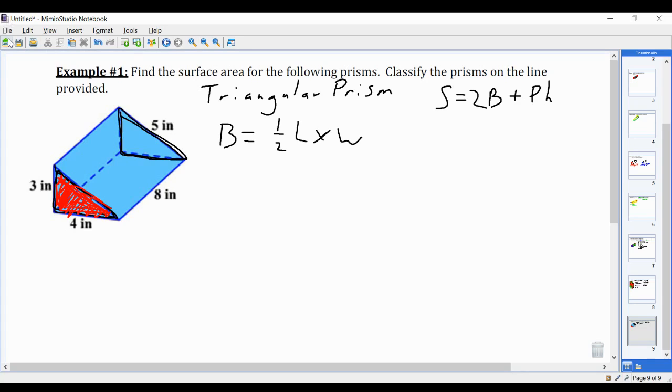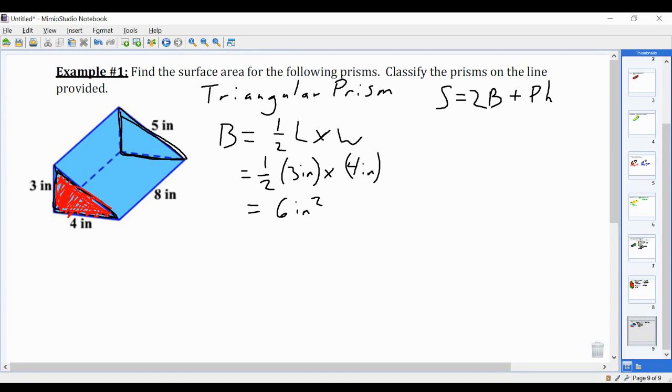And we've got a length and width of 3 inches and 4 inches. So to find our area, all we have to do is 1/2 times 3 inches times 4 inches, which gives us a base area of 1/2 times 3 times 4 is equal to, do it on your calculator, 6 inches squared.